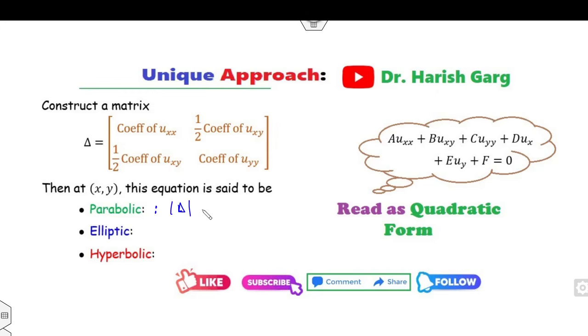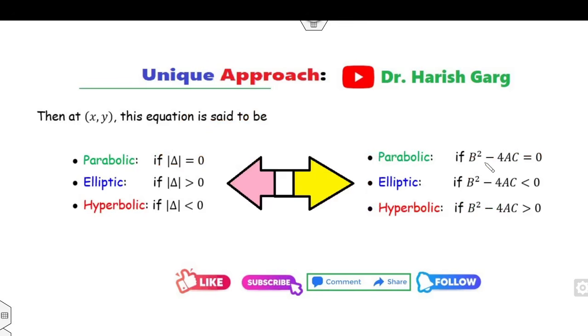Once you find the determinant, if it is 0, then it's parabolic. If the determinant is greater than 0, then it is elliptical, otherwise it is hyperbolic. Make sure you see that if b square minus 4ac is equal to 0, then it is also parabolic. If it is less than 0, it is elliptic, but in the case of the determinant, it must be greater than 0. That is a reverse sign. But this is the case in the determinant method.